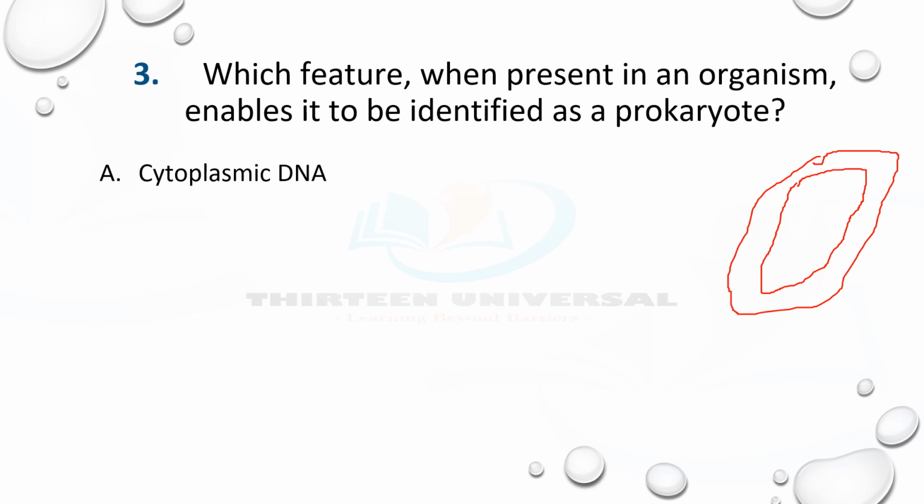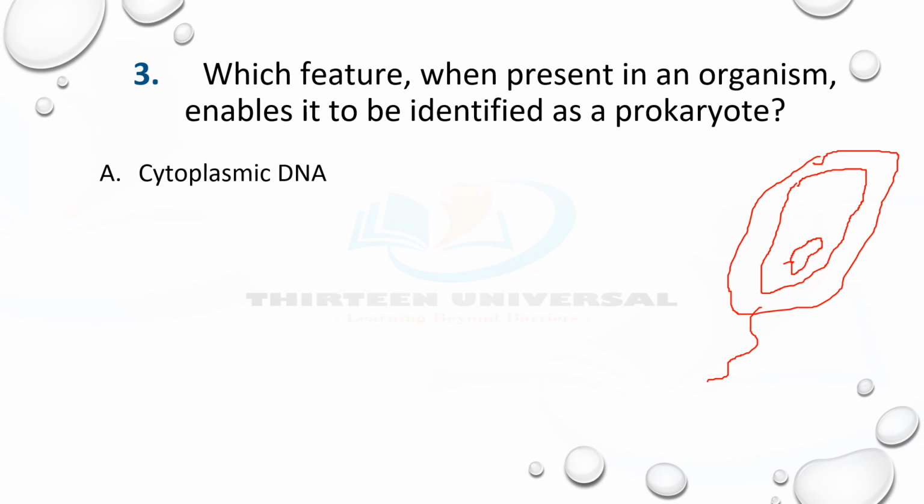Of course, pardon my drawing, I'm using a pen here. Their DNA lies freely in the cytoplasm, and this portion where it lies is called the nucleoid. So that region is called the nucleoid. Prokaryotes are the only ones that have cytoplasmic DNA, but they don't have nuclear DNA because their DNA is not enclosed in the nuclear membrane.